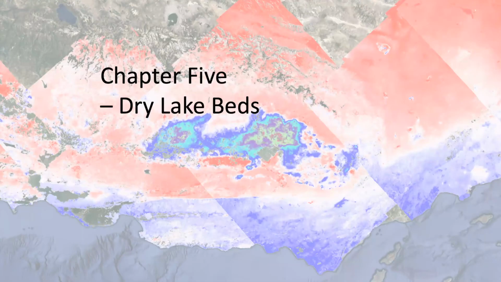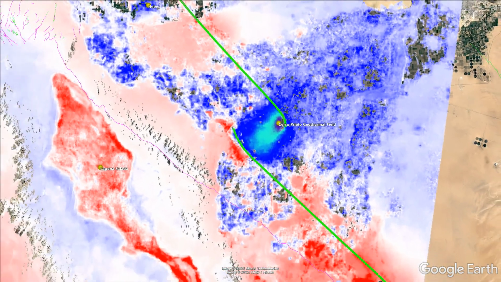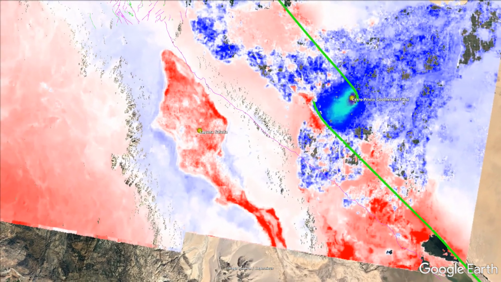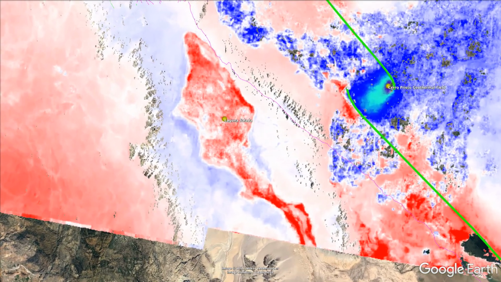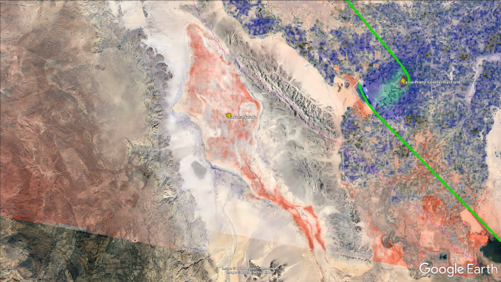5. Dry lake beds. One of the more perplexing signals seen in the semi-vertical velocity maps are dry lake beds that appear to be uplifting during this period. The largest is the Laguna Salada in Mexico.